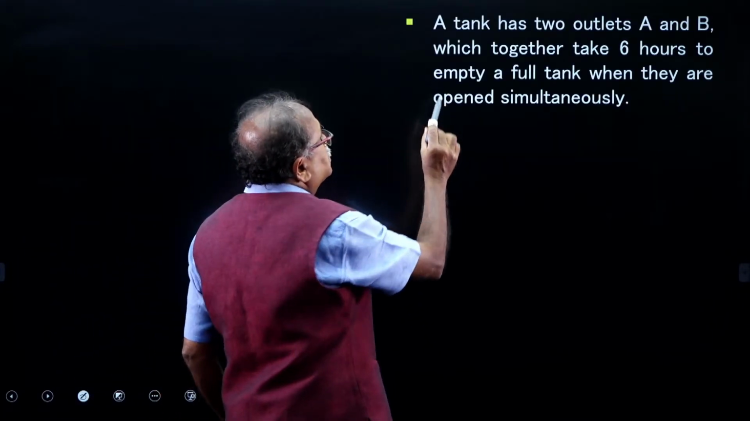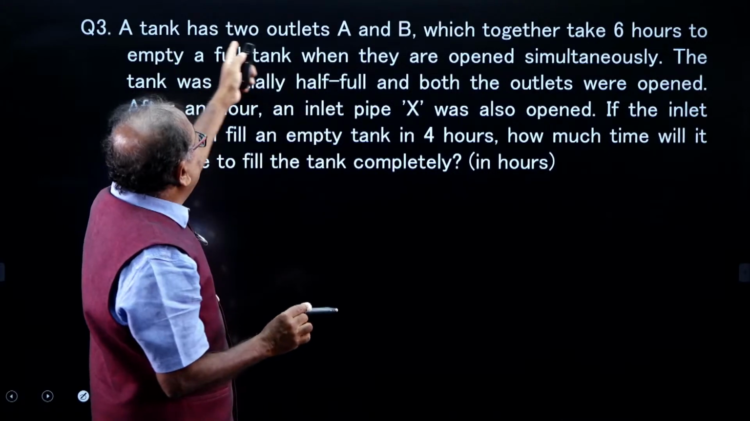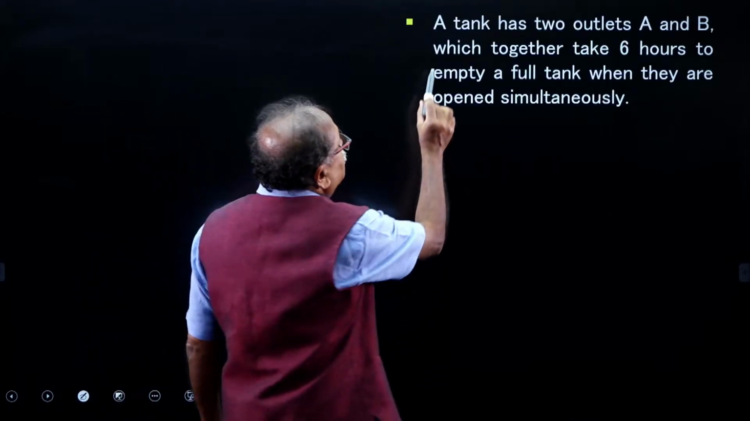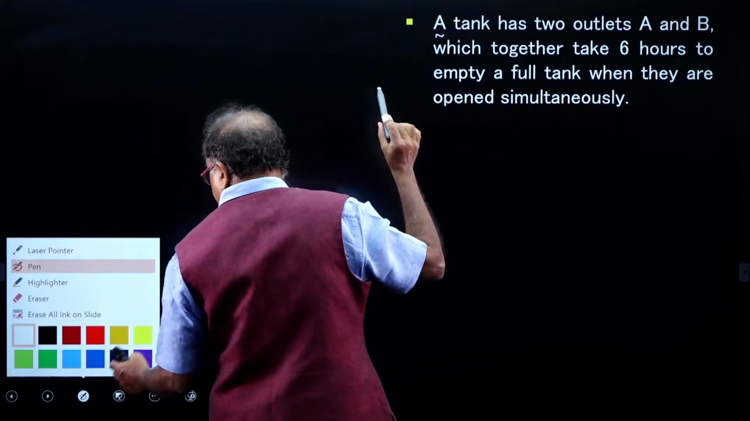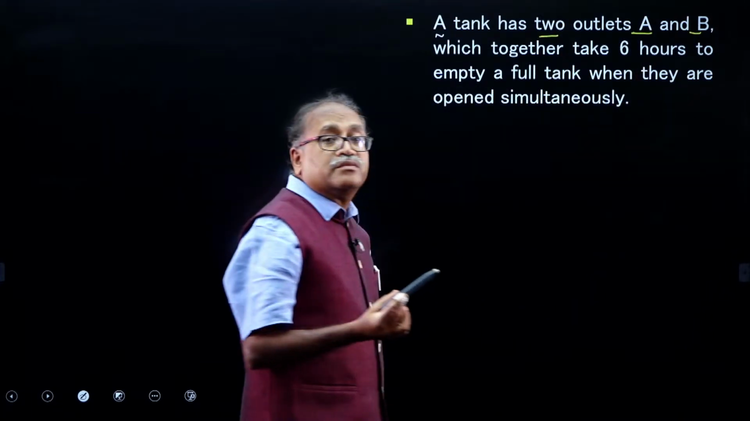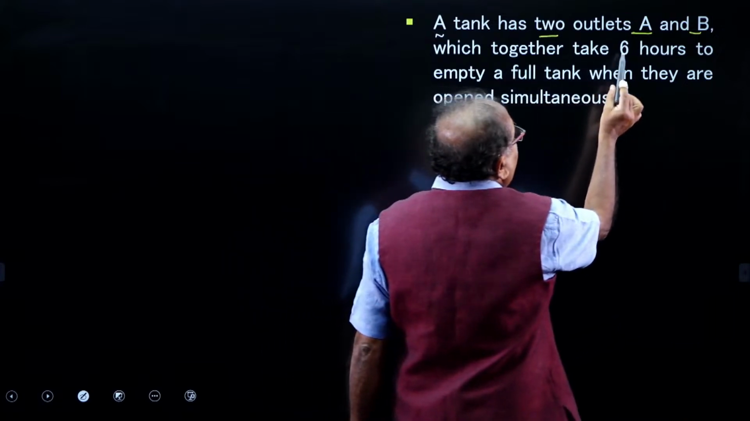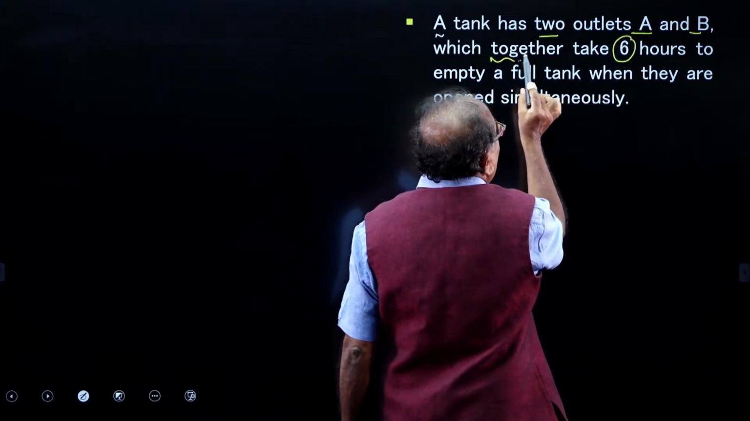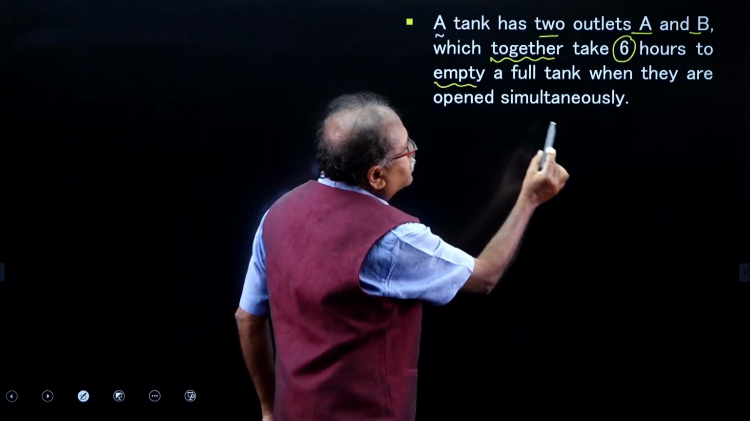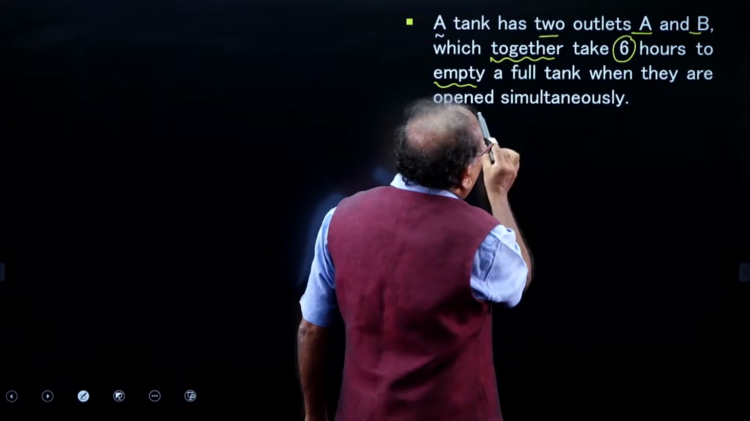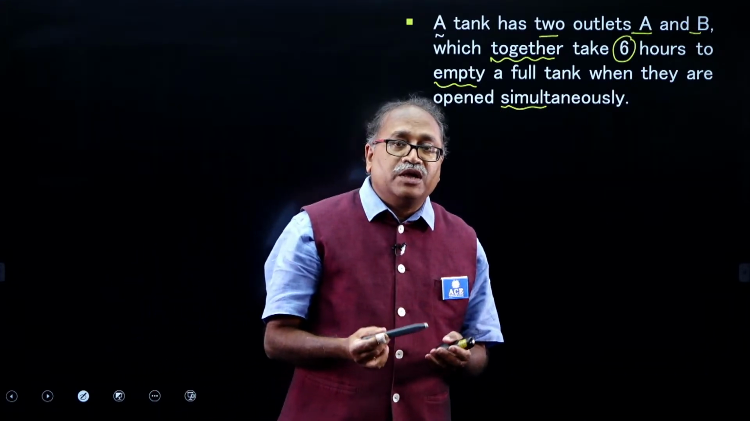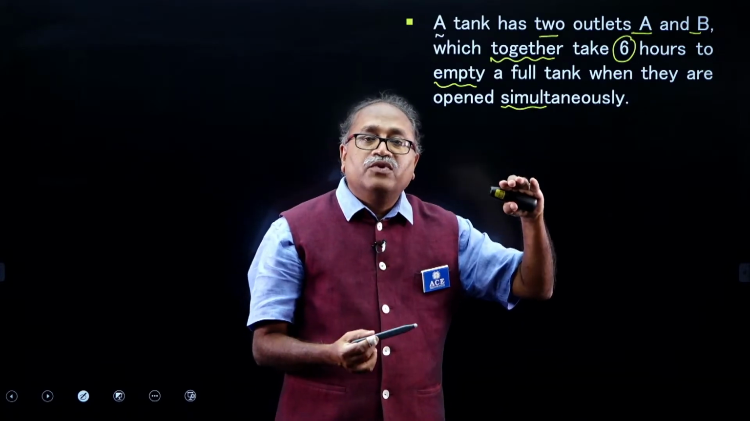Here it is given. The same question I am mentioning here. A tank has 2 outlets A and B, which together can take 6 hours. Look at the words: together can take 6 hours to empty a full tank when they are opened simultaneously. That means A and B together, the outlet pipes, in 6 hours can empty the full tank.